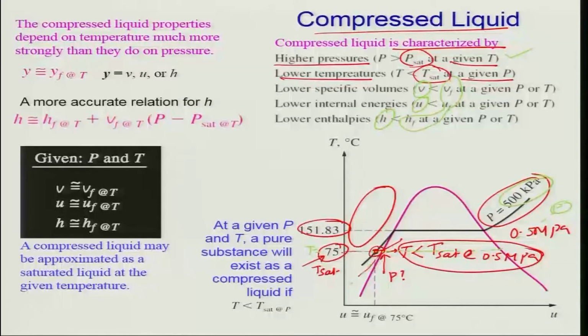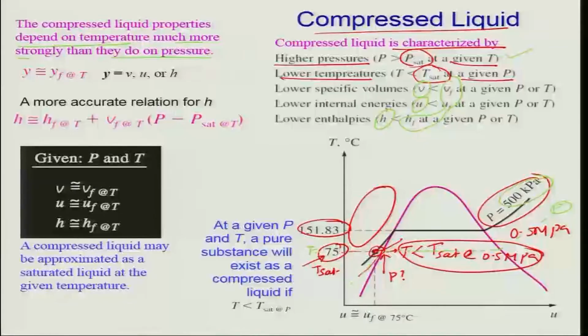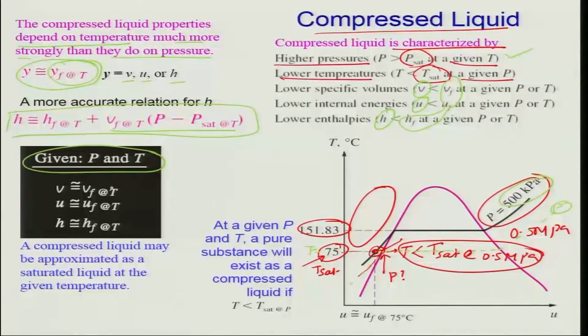Now the compressed liquid properties depend on temperature much more than they do on pressure, and typically we approximate all of the properties by the corresponding value of the saturated liquid. So y, which is any property, specific volume, internal energy or enthalpy, gets approximated by y of saturated liquid at that particular temperature. But a more accurate relation includes this term as well. So we summarize that for a given pressure and temperature, volume is approximated by the saturated fluid value, similarly for internal energy, similarly for h, the corresponding saturated properties.